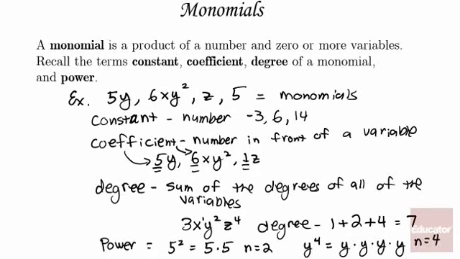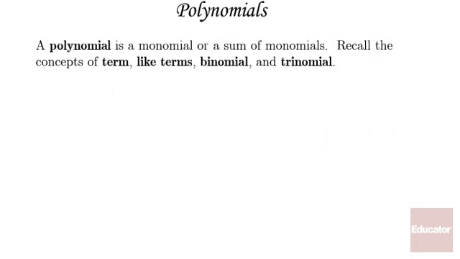Okay, continuing on with more concepts. A polynomial is a monomial or a sum of monomials. Recall the concepts of term, like terms, binomial, and trinomial. So a polynomial is simply an expression in which the terms are monomials. And we say sum, but this applies to subtraction as well. A polynomial can certainly involve subtraction.